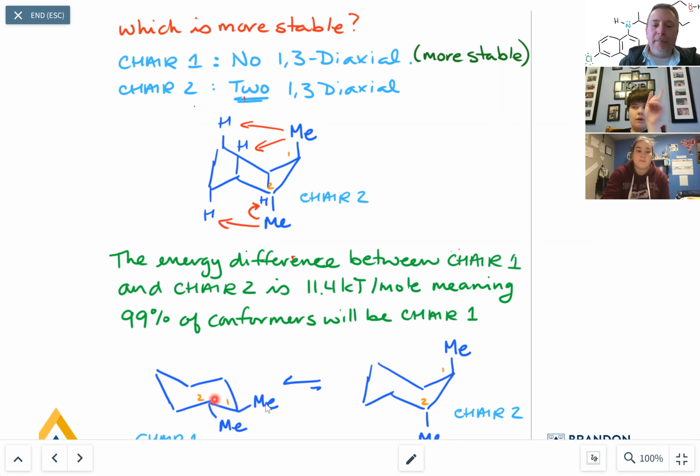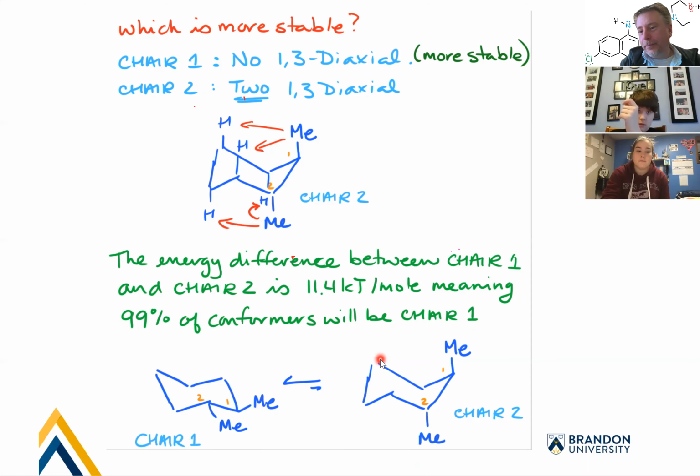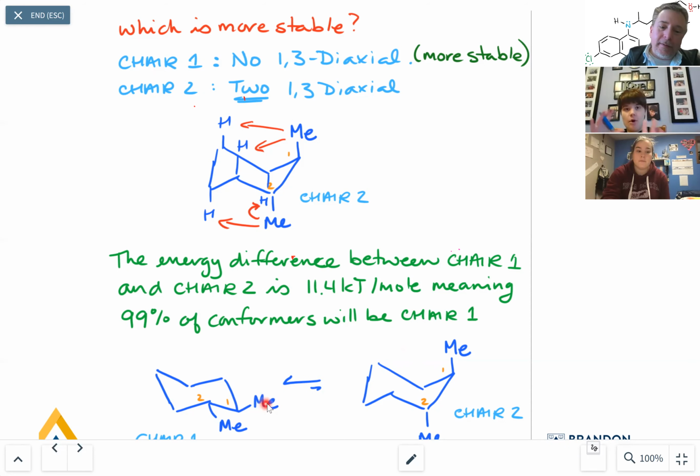So sorry, one gauche interaction is equivalent to one diaxial interaction? One gauche, a 1,3 diaxial interaction is actually 2 gauche because there's 2 of them. So it's roughly equivalent for, you would need another group for it to be truly equivalent here. Yeah, you would need 2 of these sort of gauche interactions to equal one of the 1,3 diaxial.